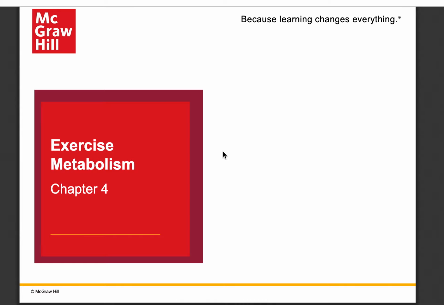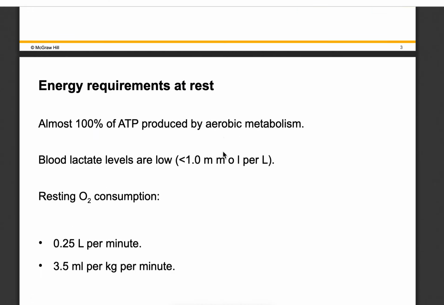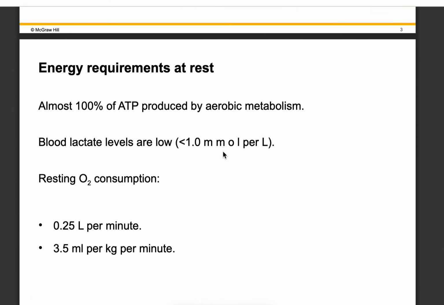Hey everyone, in this lecture we're going to talk about exercise metabolism and some of the things that go along with that. We first have to understand that there's an energy requirement at rest, and then when we start to move, when we start to exercise, that changes. What you're looking at is those changes from rest to that exercising state, and then trying to describe those changes and how that affects things. So we really have to start where we're at rest.